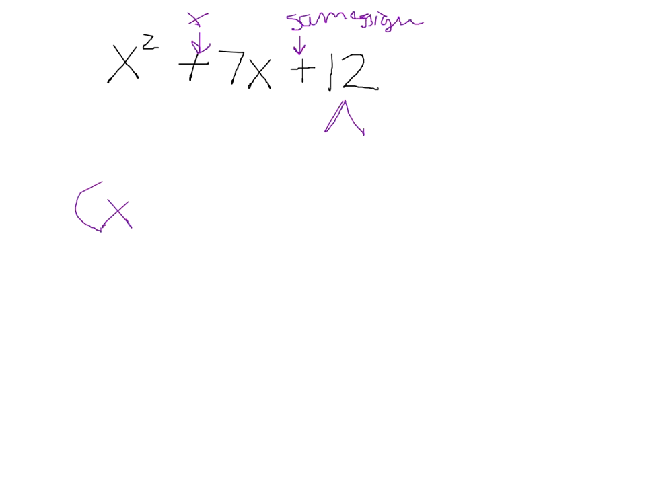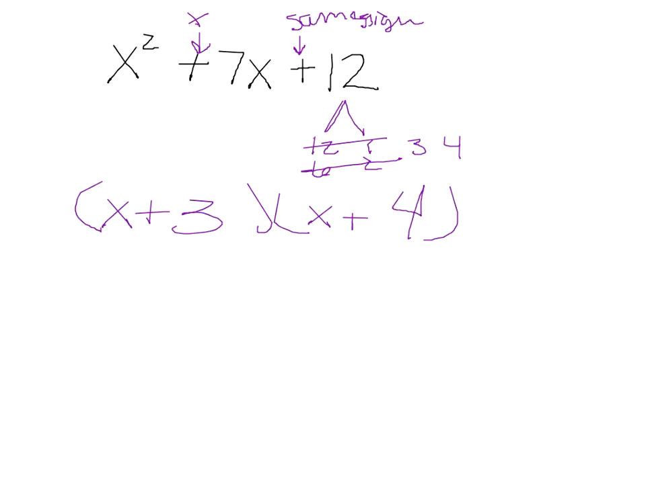So it's going to factor into something that looks like this. And I just have to figure out what goes there. There's a lot of different choices. There's 12 and 1, but that doesn't add up to give me 7. There's 6 and 2, but that adds up to give me 8. 3 and 4, and that adds up to give me 7. So 3 and 4, x squared plus 4x.